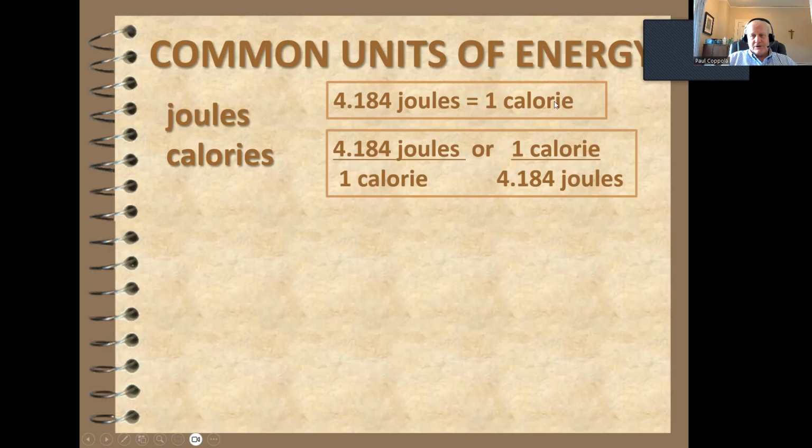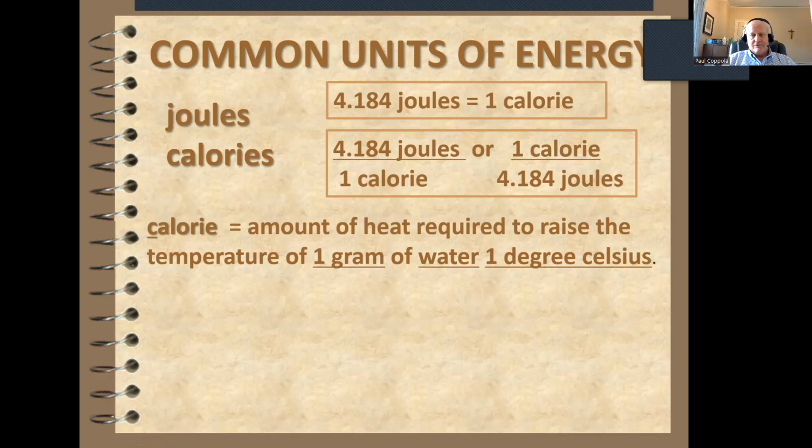4.184 joules is 1 calorie. And these are two conversion factors. If you needed to go, there are some homework problems you had where you have to convert from joules to calories or calories to joules. And these are your conversion factors to use. Use your factor label method to cancel the proper units and end up with the units that you want to end up with. And then I gave you the definition of calorie.